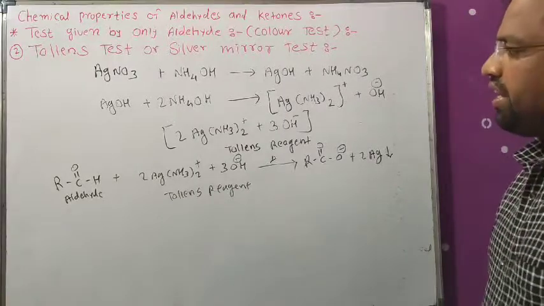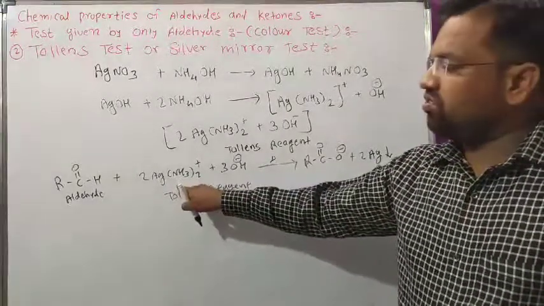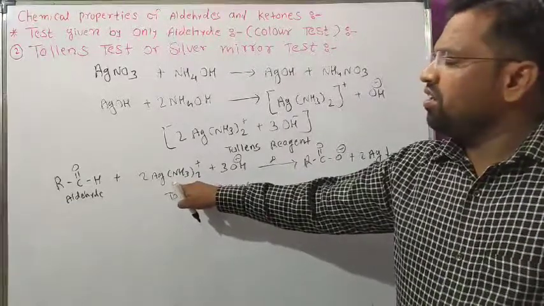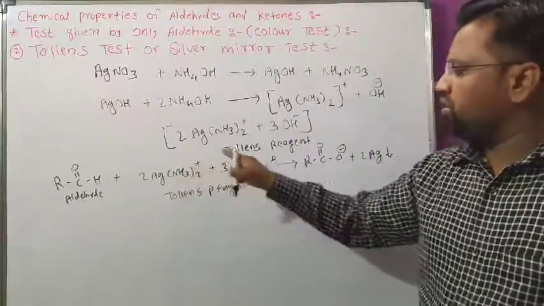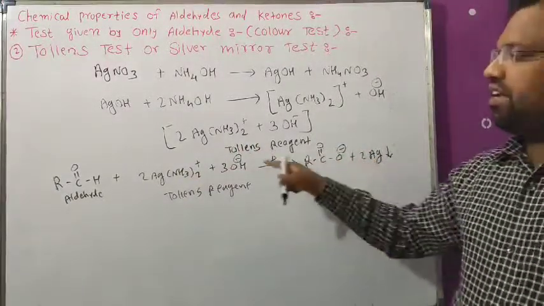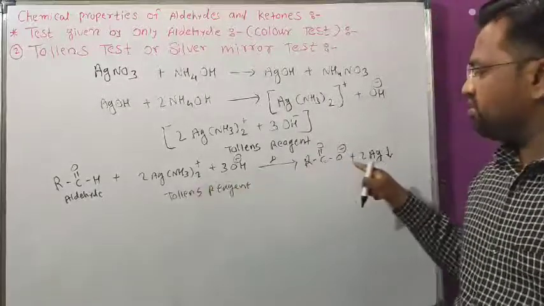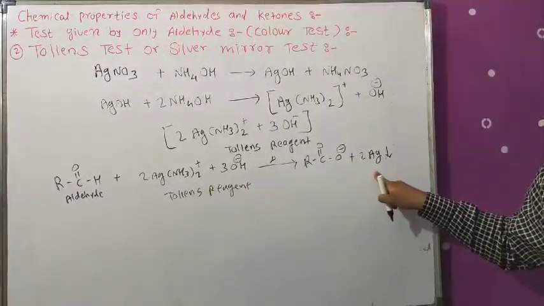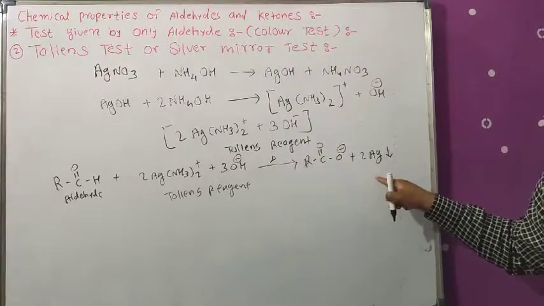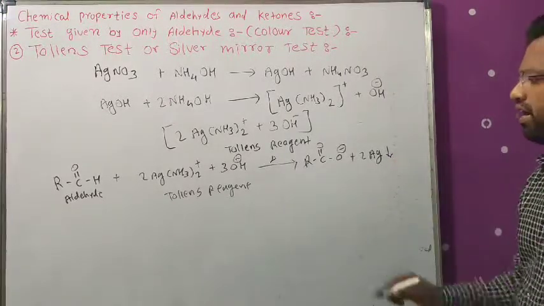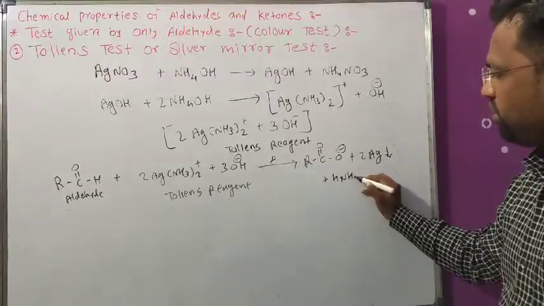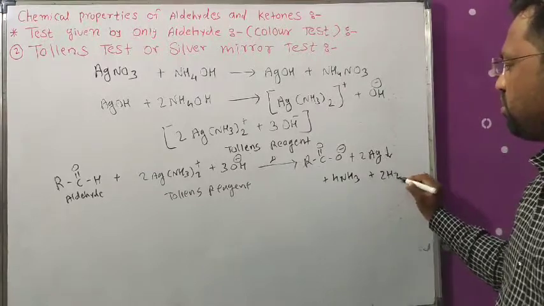Okay. Now in this reaction, the oxidation state of Ag is converted from +1 to 0. So here Ag plus, that is silver ion, is converted into silver, and the silver mirror is formed in the reaction. Plus we form some side products, that is 4 moles of ammonia plus 2 moles of H2O.